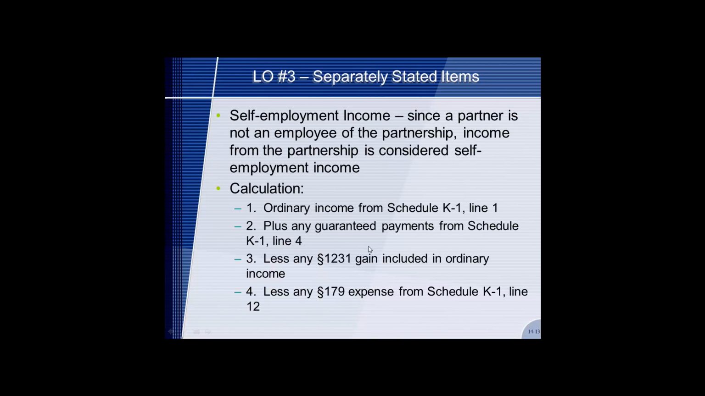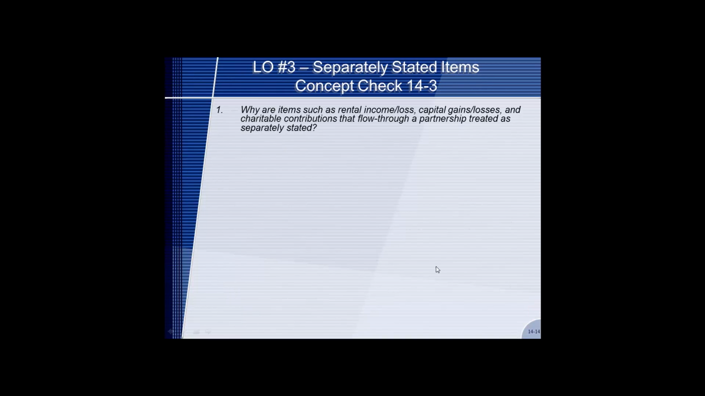Self-employment income. Since a partner is not an employee of the partnership, the income from the partnership is considered self-employment income. So, to calculate self-employment income, you take the ordinary income from the Schedule K-1 plus any guaranteed payments from the Schedule K-1 line 4. We'll go over a form. Less any capital gain included in the ordinary income. Less any Section 179 on the K-1, line 12.